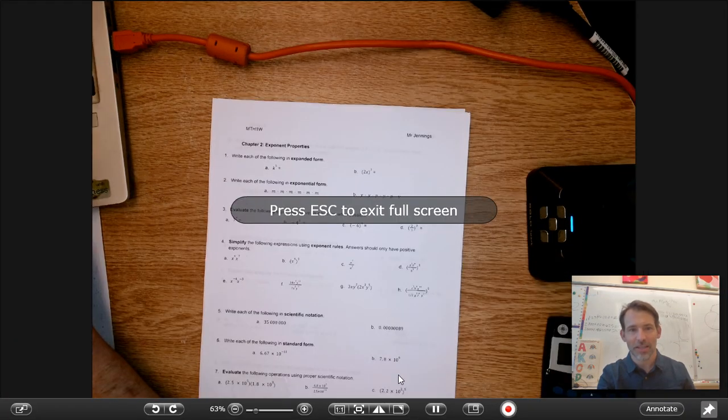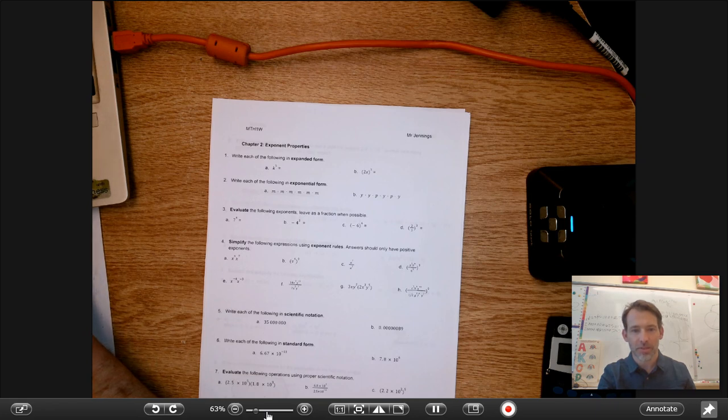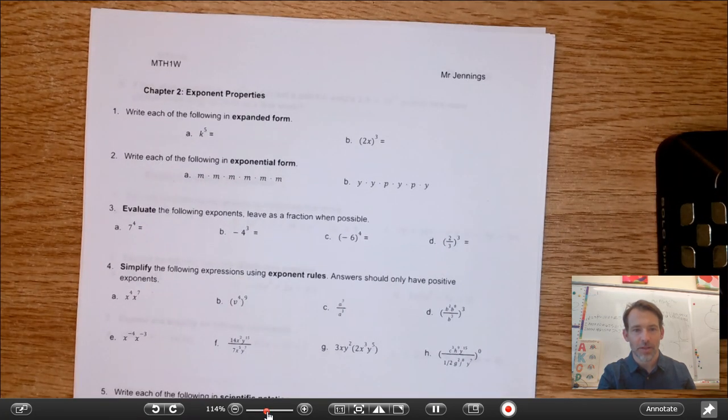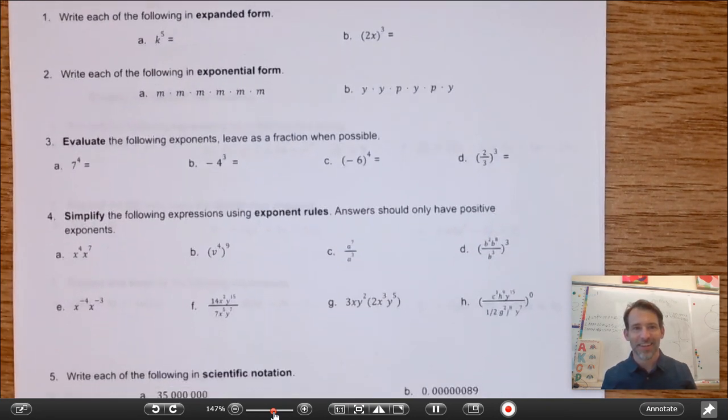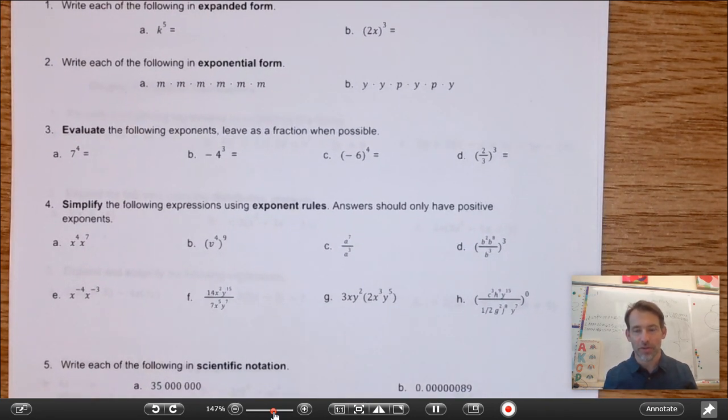Let's take a look at the exponent properties material from quite some time ago. So, making sure that we understand what an exponent means and how to evaluate one, and also some quick exponent laws and how to work with scientific notation. So let's get started, everybody.